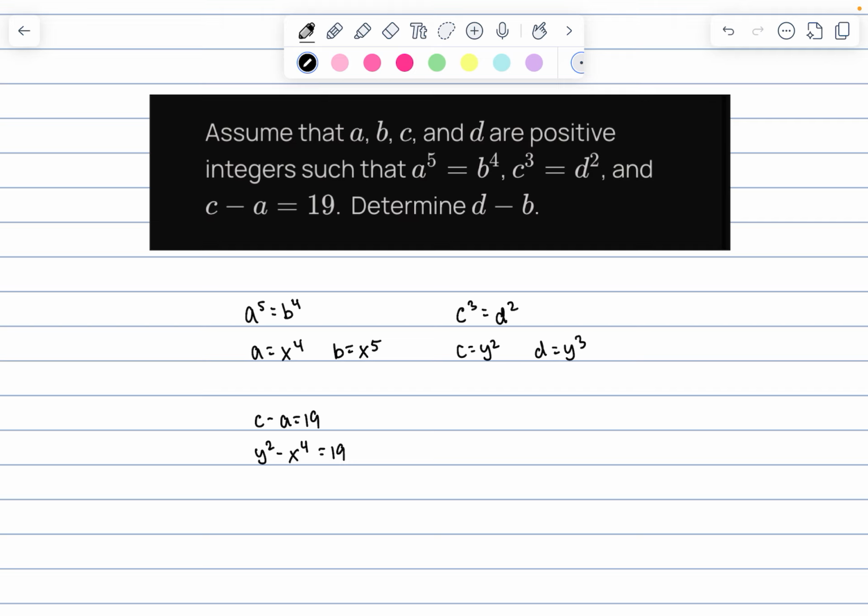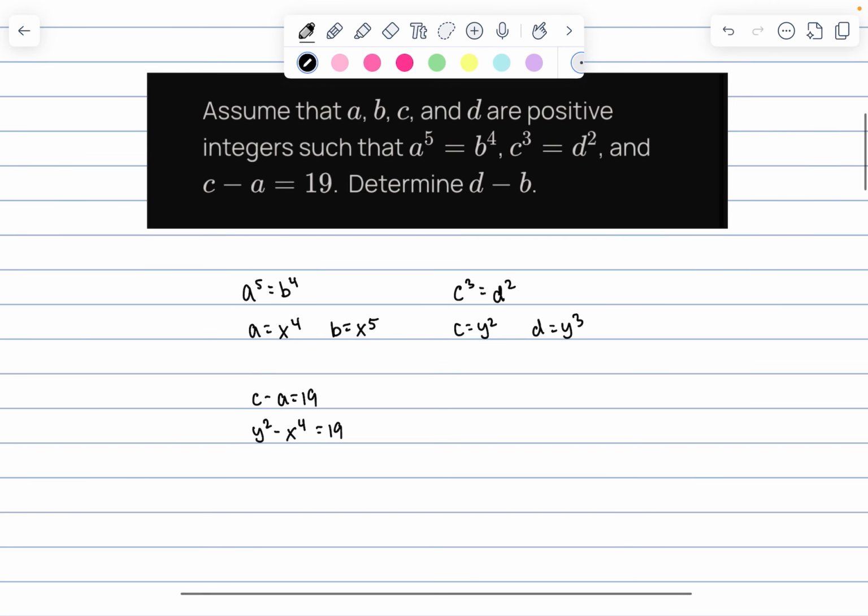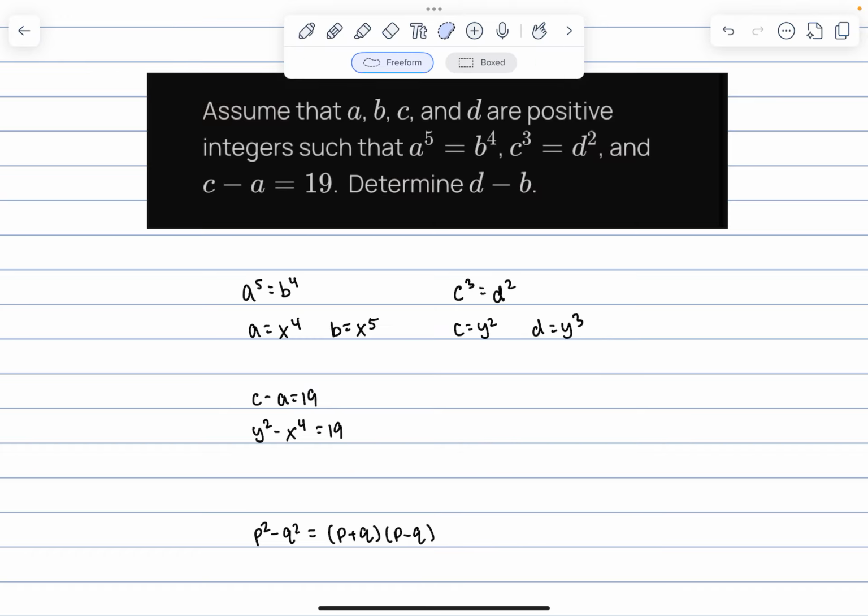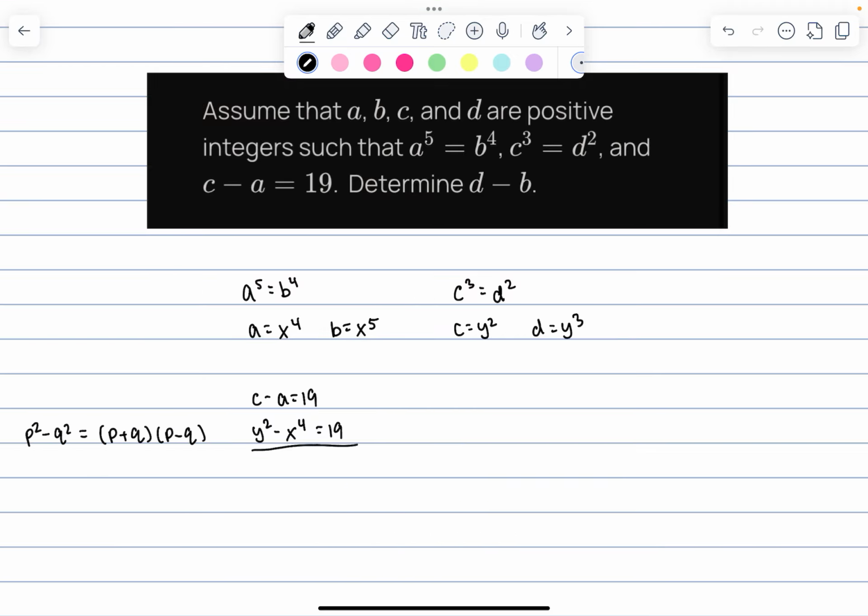And this is where we can apply the difference of squares theorem, which is basically when you have two squares. For example, if we had p squared minus q squared, then this is equivalent to p plus q times p minus q. Applying it to this equation, we get y minus x squared times y plus x squared equals 19.